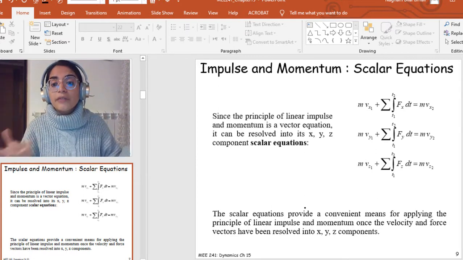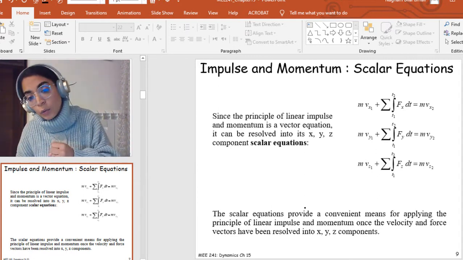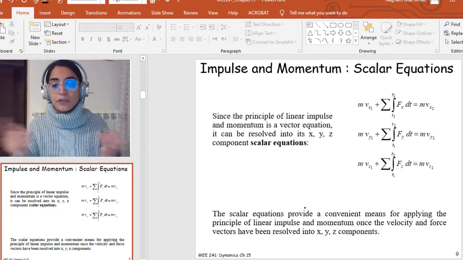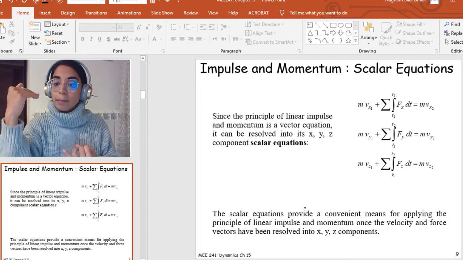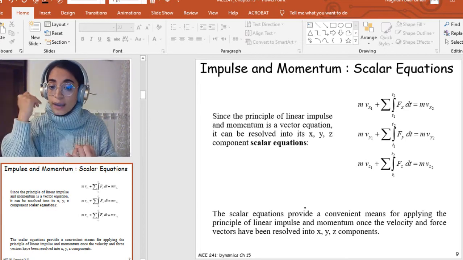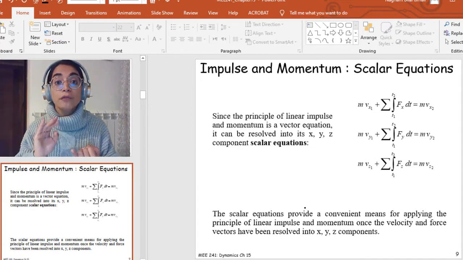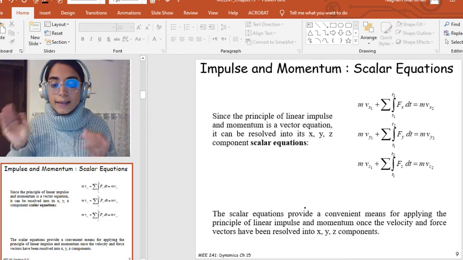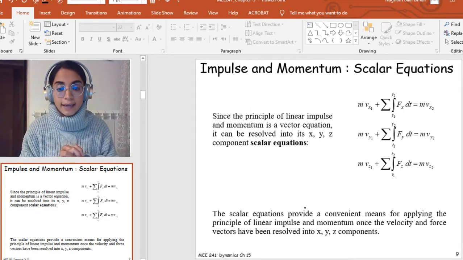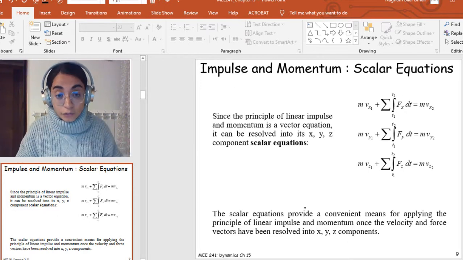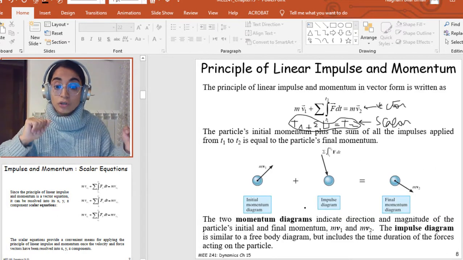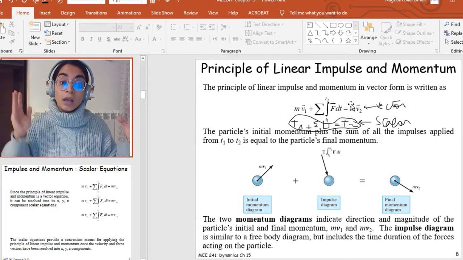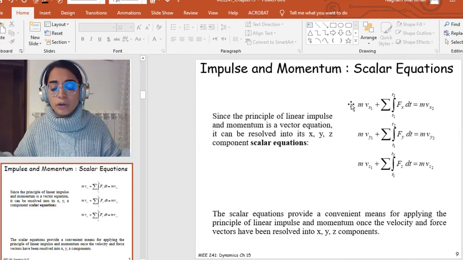So if I want to convert this vector equation into a scalar equation, or into 3 scalar equations in 3D, I have to start by x, for example, in x direction. Then I can apply this equation in x, y, and z. And mvx1 plus the sum of forces in x direction dt is equal to mvx2. And same goes to the other scalar equations. Alright? So I can do the projection of this vector equation, the linear impulse and momentum relation equation, into x, y, z or any other components.